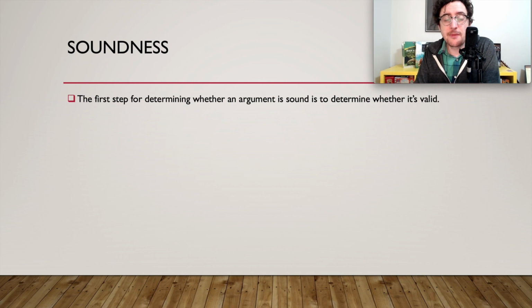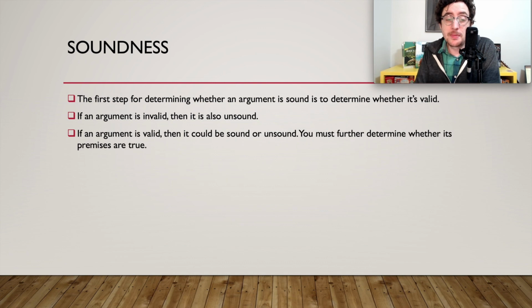So the first step for determining whether an argument is sound is to determine whether it's valid. If an argument is invalid, like the last one, then it is also unsound. If the argument is valid, like the alligator argument, then it might be sound or it might be unsound. You need to further determine whether its premises are true. In the case of the alligator argument, they weren't, and so it was unsound.